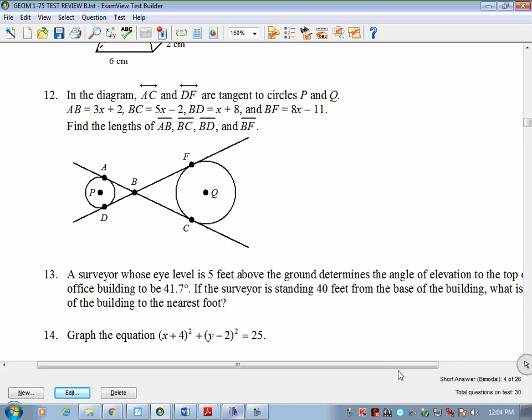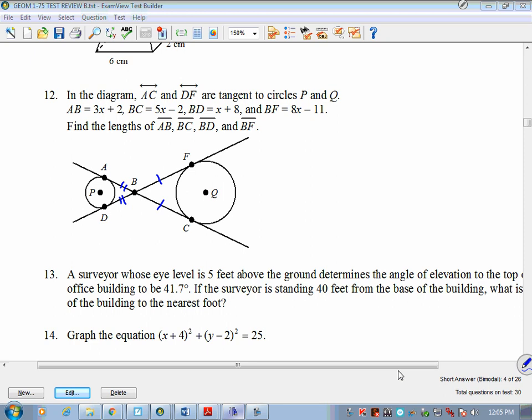Number 12. In this diagram, these are tangent lines. What do I know about the relationship between BF and BC? They're equal to each other. They're congruent segments, because they are tangent lines to circle Q that come back to a singular point, which means they're the same distance. What do I know about AB and BD? They're congruent, but they are obviously not congruent to the other two, right?